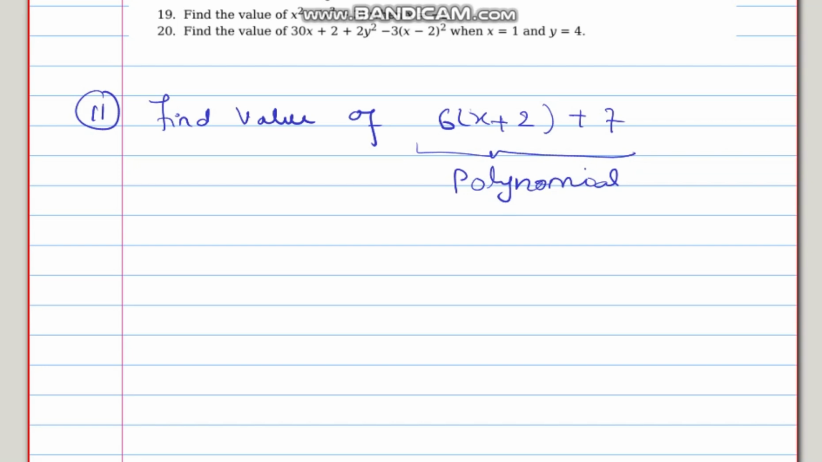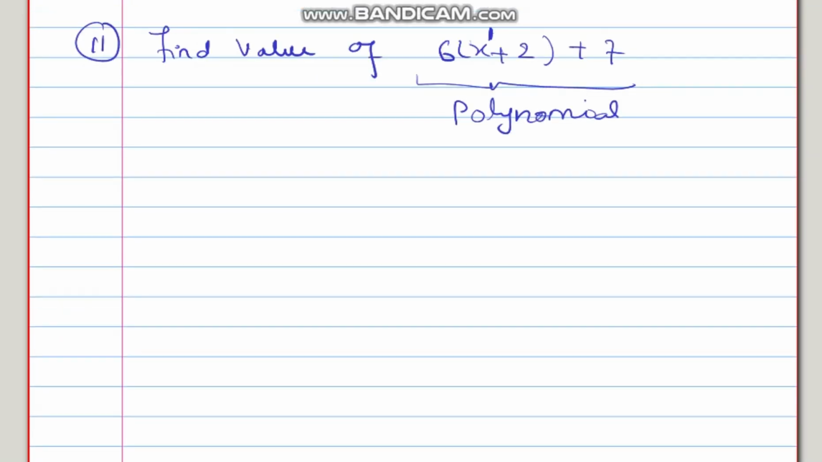What is the degree of this polynomial? In this polynomial, what power of x is present? Is this a quadratic polynomial or cubic or degree 1 polynomial? It's not cubic because the power of x is just 1. Okay, very good. So the power is 1, and this polynomial is basically a binomial, because it contains two terms when we simplify it.